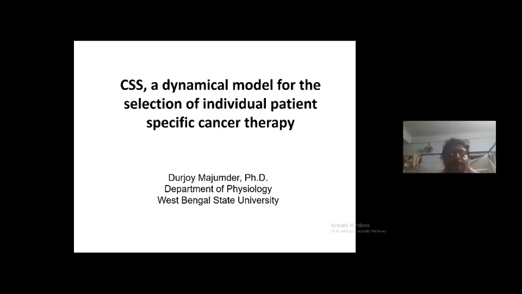The topic of my presentation is the CSS. The full meaning of CSS is the composite synergistic system model. It's a dynamical model for the selection of individual patient-specific cancer therapy. Mostly AI or any statistical method identifies a group of people, but these models are specifically targeted for the individual patient.